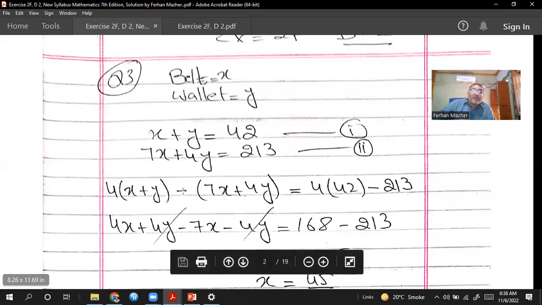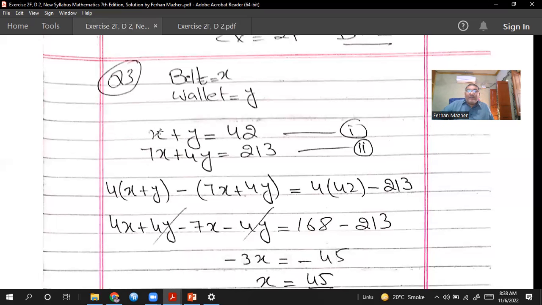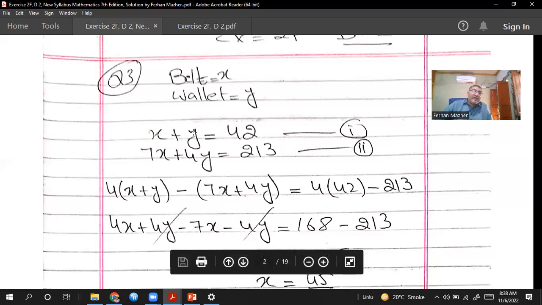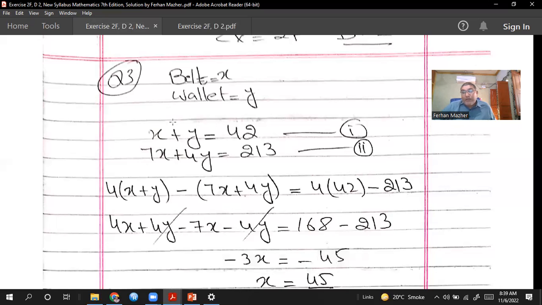Here in the second equation, the coefficient of y is 4. Here the coefficient of y is 1. So very easy method, multiply the first equation by 4. So the coefficient of y in the first equation will also become 4. All the terms in equation number 1 will multiply with the 4. So you will have 4 in bracket x plus y bracket close, minus the left side of this, 7x plus 4y bracket close, equals 4 into 42 minus 213. Here the coefficient is already 4y, but both of them are positive, so that's why we are subtracting.